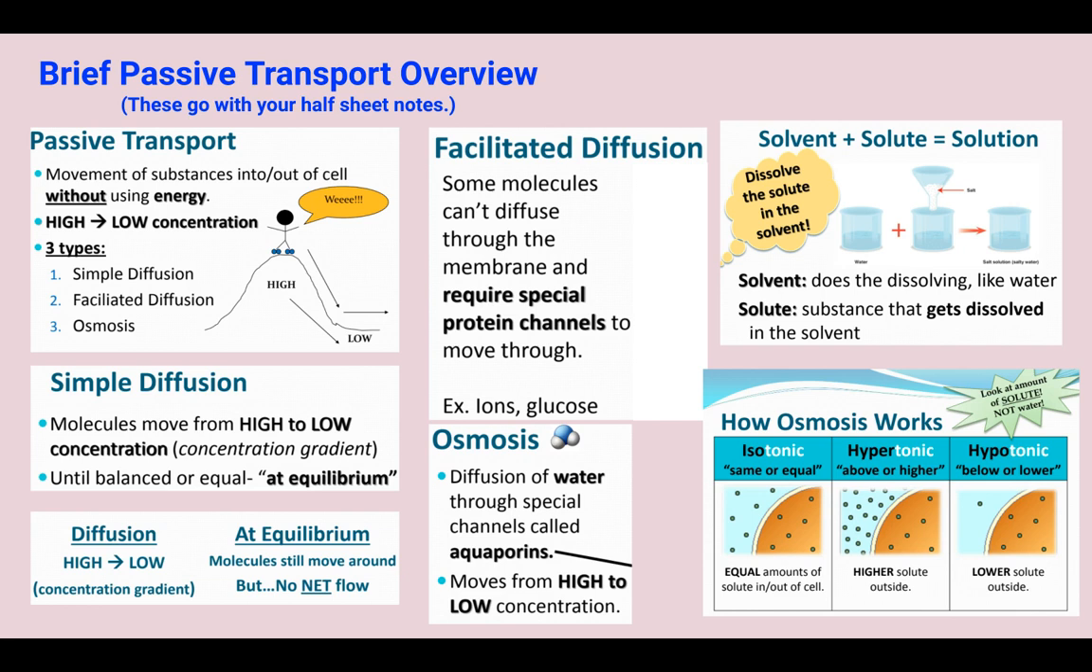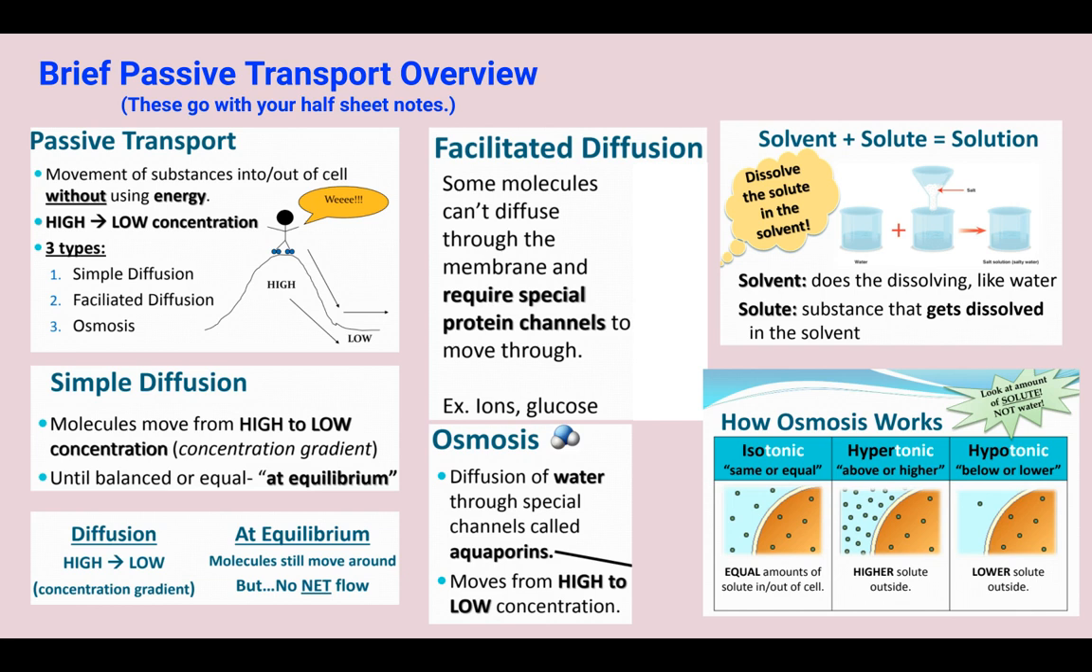And there are three different types of passive transport that we're going to be talking about. The first one is simple diffusion. Then we have facilitated diffusion, which just means aided or helped diffusion, right? And then we're going to be dealing with osmosis. So the first thing we'll talk about is simple diffusion.